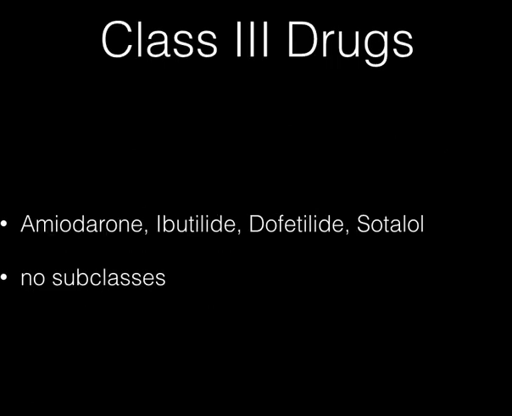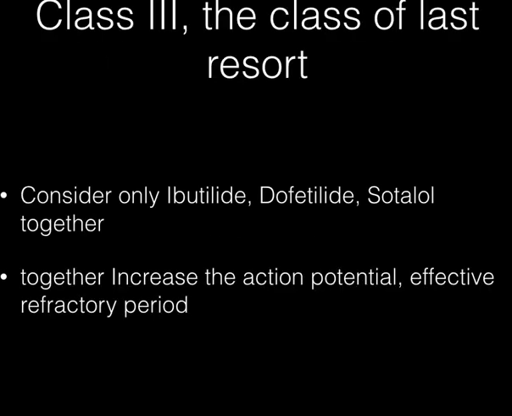Class 3 drugs are the potassium channel blockers, and they are amiodarone, ibutilide, dofetilide, and sotalol. There are no subclasses in Class 3. So Class 3 is a class of last resort. I would consider only ibutilide, dofetilide, and sotalol together. And I'll explain this in a minute, but they all increase the action potential, effective refractory period. And so those 3 drugs, just to remember, they increase the action potential as well as the effective refractory period.